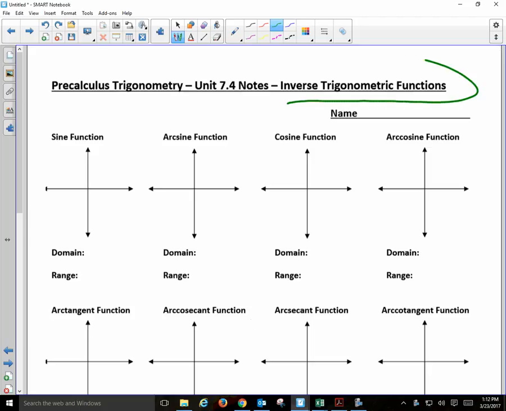Let's learn about inverse trigonometric functions. We could spend probably about 4 or 5 days on this, but we're going to spend one day and try to get to the main points. We talk about the sine function. You're familiar with the sine function looking something like that, right? Now, what we want to do is find the inverse of the sine function.